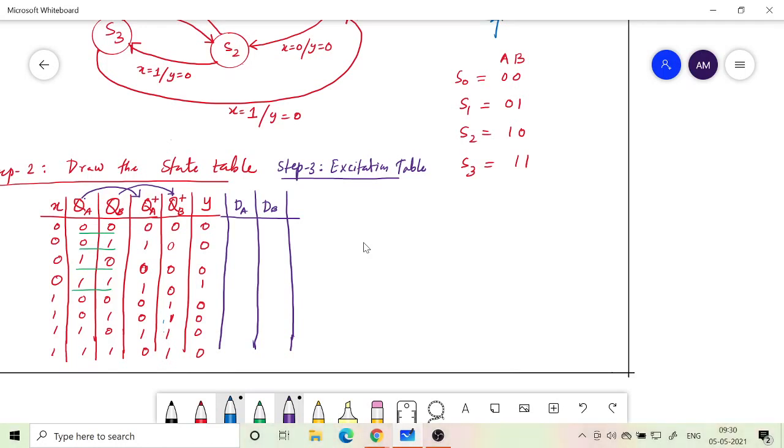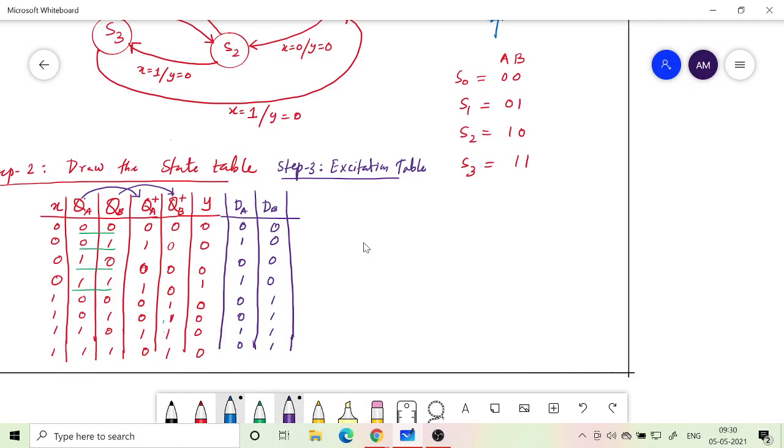But if it is a D flip-flop, you know that what you give at the input, you will get at the output. So if you want this output to be like this, you give the same thing. So it will be just same as the QA plus 0 1 0 1, then 0 0 1 0, and DB will be 0 0 0 0, and then 1 1 1 1.